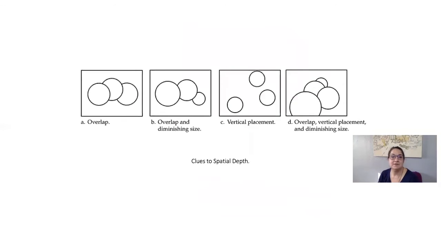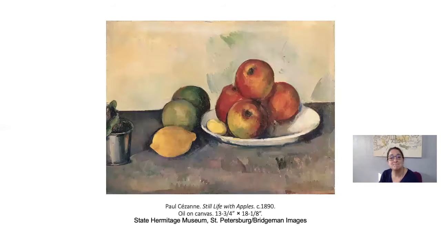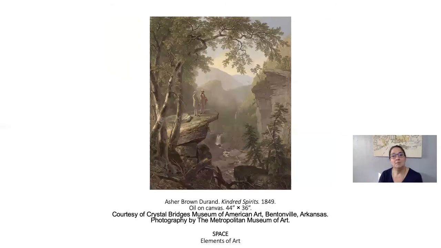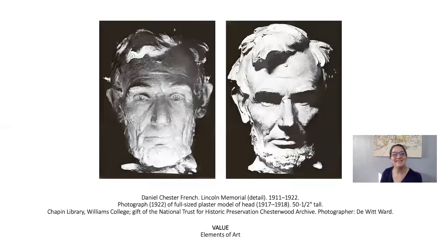Here's some of our visual clues that I was talking about in terms of space in two dimensions: overlap, getting smaller in size, different placements in the rectangular picture plane, and a combination of many. It's another example of space, both of these, and how they're depicting either atmosphere or still life.